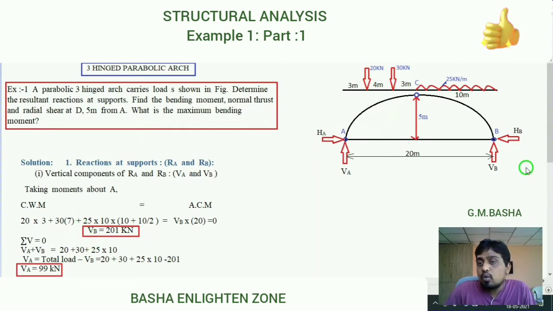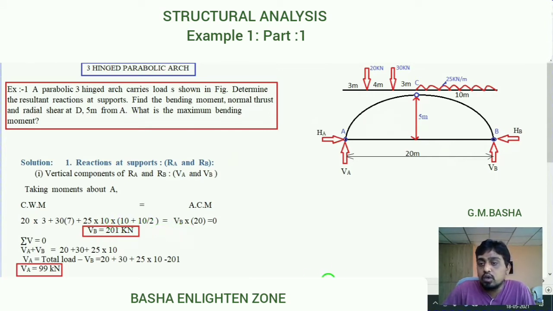Again, plus what other loads are acting on the arch? 25 into 10 is the given load. For the UDL we have to take W into L, acting at its center, which is 10 by 2 from the start of the UDL. From here, the distance to the start of this span is 10, that is 3 plus 4 plus 3. So the total value for this will be 25 into 10 into, 10 by 2 plus 10. That is the total value given here. I already clearly mentioned it here, so please follow this.